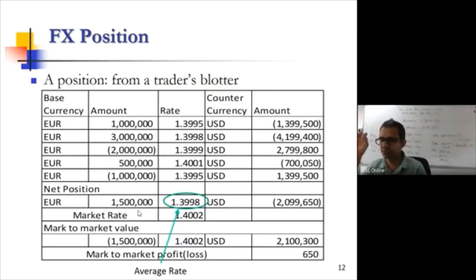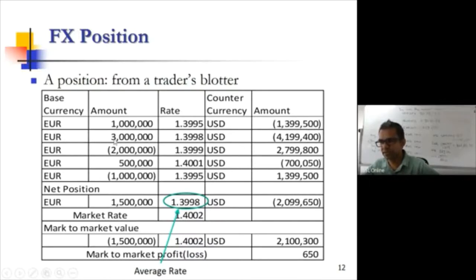You put plus figures for the amounts that you bought. You put negative figures for the amounts that you sold. Then add them together. Whatever the answer, that will give you your position. If it is a plus figure, you have a long position. If it is a negative figure, you have a short position. Then the other thing, you do different trades at different rates. You can calculate the corresponding amounts in the counter currency. In this example, counter currency is dollars. So when you buy 1 million euro at 1.3995, you have to pay, or you go short in dollars, $1,399,500.